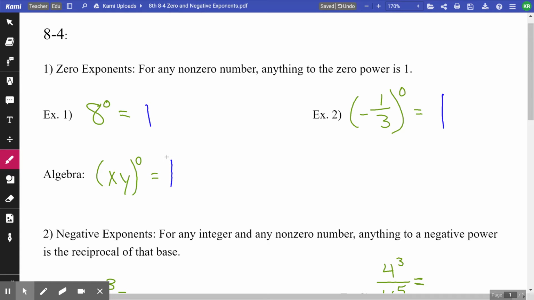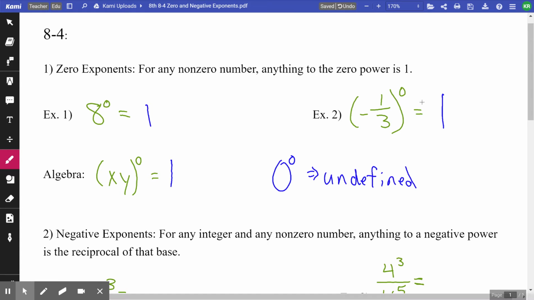The only exception is if we had 0 to the 0 power. That's actually what we would call undefined. So we can't do 0 to the 0 power. That basically doesn't work.